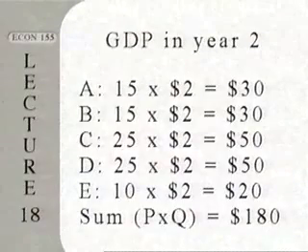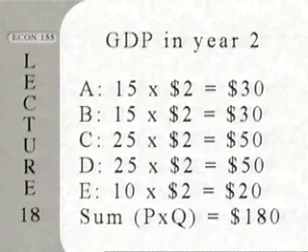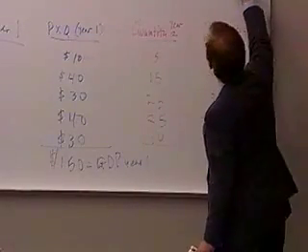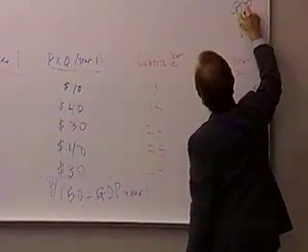And now we'll take P times Q. There's not much space for this. P times Q, and we'll put it right here. 15 times 2 is 30. 15 times 2, 30, 50, 50, 20, 60, 160, 180. So here is GDP in year 2.